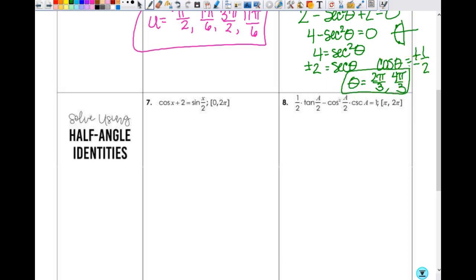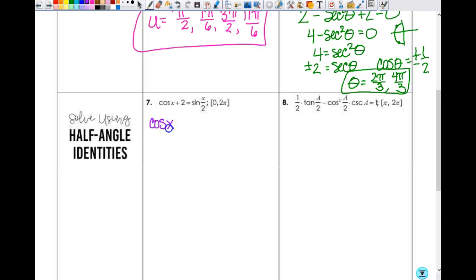Everybody good with that? Any questions at all? Okay. Let's look at these half angles. I have cosine of x plus 2 equals sine of x over 2. Okay, so I want to get rid of that half angle. So on your little yellow sheet, you only have one option for sine of theta over 2. So we'll substitute that in.